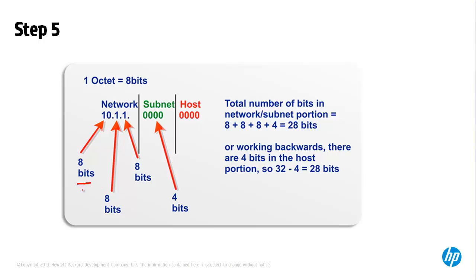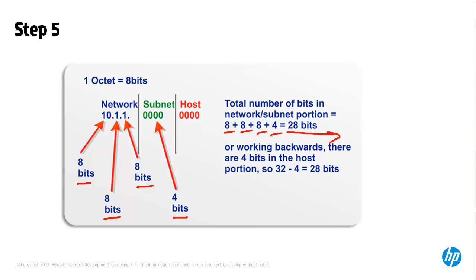The first octet is 8 bits. In other words, the octet containing 10 is 8 bits in length. The second octet is 8 bits in length. The third octet is 8 bits in length. We have allocated 4 bits to the subnet portion. So 8 plus 8 plus 8 plus 4 equals 28 bits.